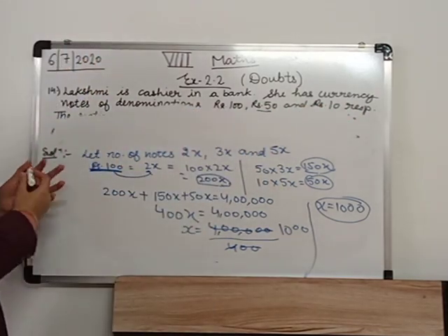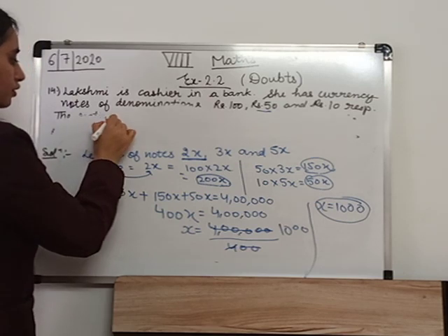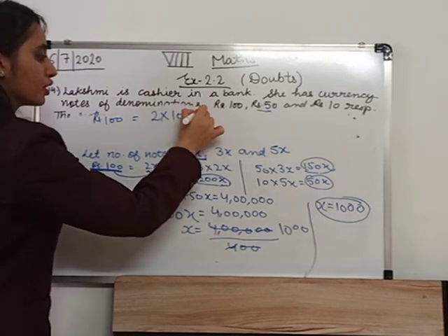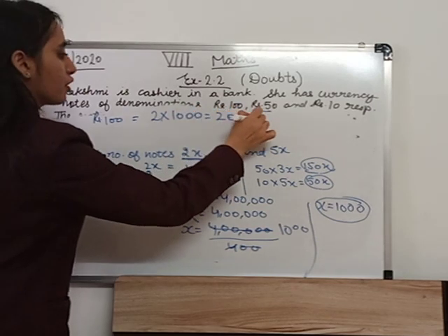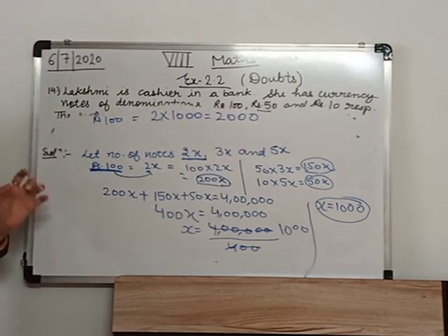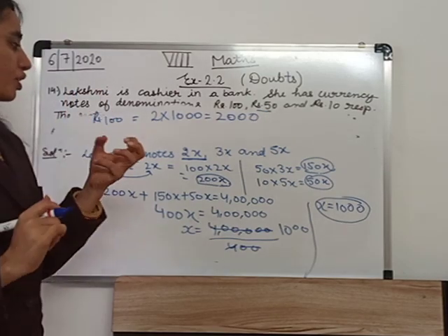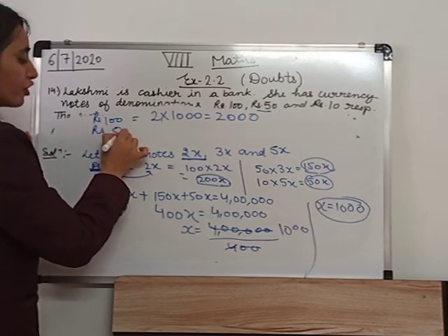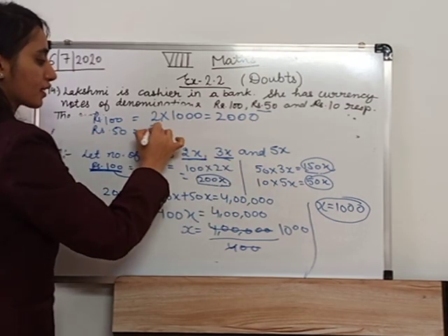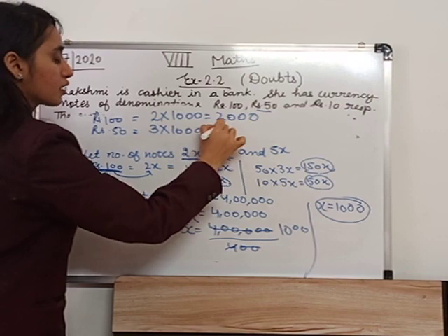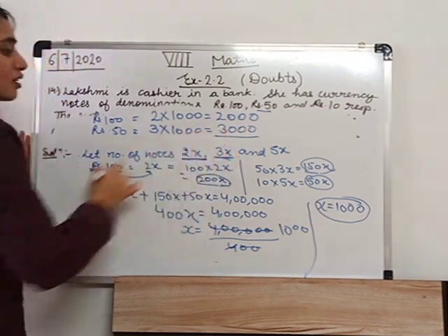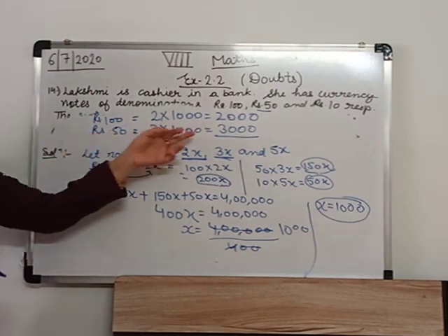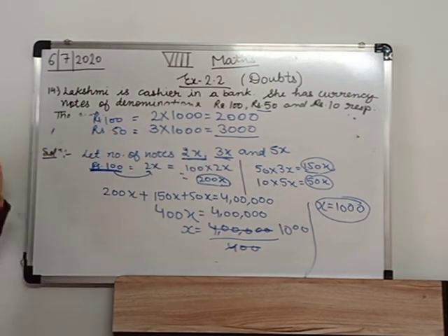Now we have 100 rupee notes. 100 rupee notes we have 2x, means 2 into 1000, 2000 number of 100 rupee notes, means उसके पास 2000 notes हैं 100 rupee के. Okay, now for 50 rupees she has number 3x, 3 into 1000 that is equal to 3000, means 3000 नोट्स हैं उसके पास 50 रुपीज के. She has 3000 number of notes of rupees 50.